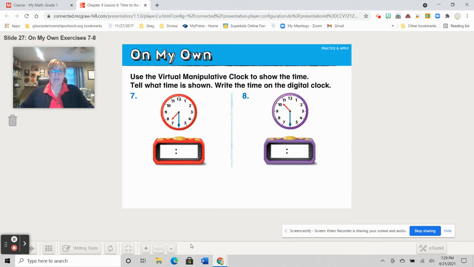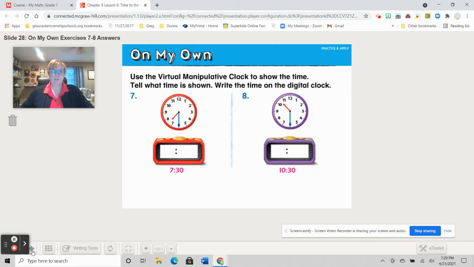Okay, numbers 7 and 8. Pause and solve it. Here are your answers. 7:30 and 10:30. Numbers 9 and 10. Pause and solve. Okay, and stay paused if you're not done. And number 9 is 2:30, and number 10 is 9:30.